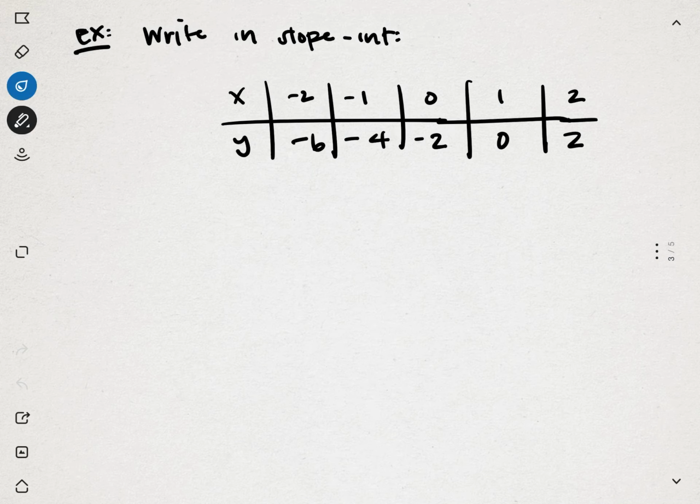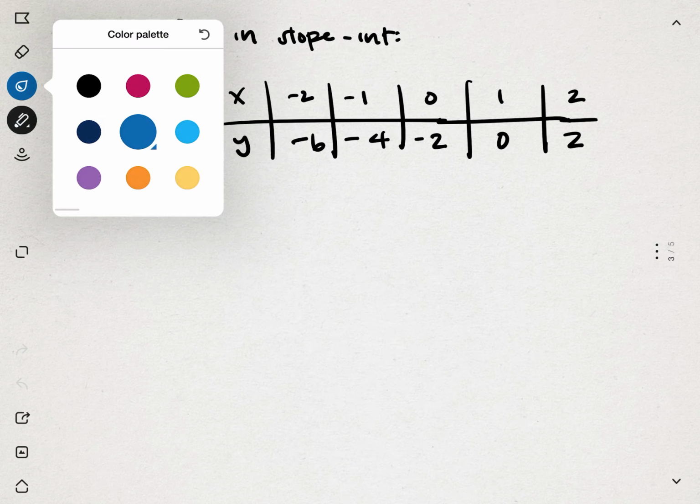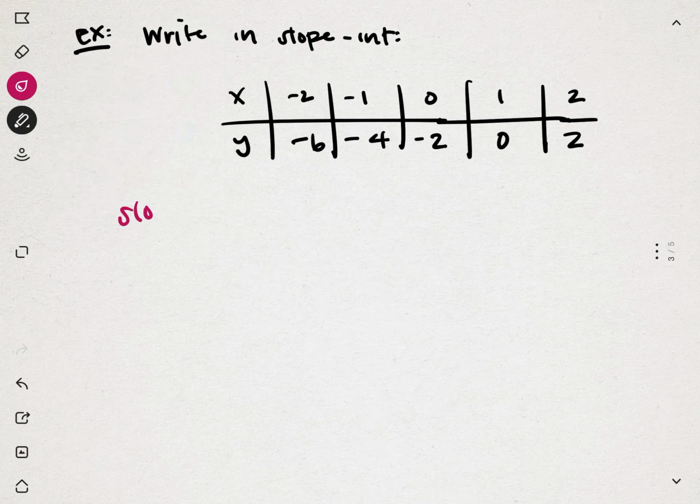Next example. This time we're not given a y-intercept and a slope. We're expected to find it from the table. So this is what we're going to do. To find the slope, we're going to find the change in x and the change in y. So those triangles are deltas. In math, they mean we're finding the change.